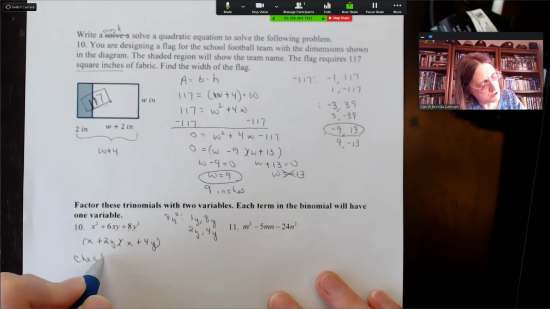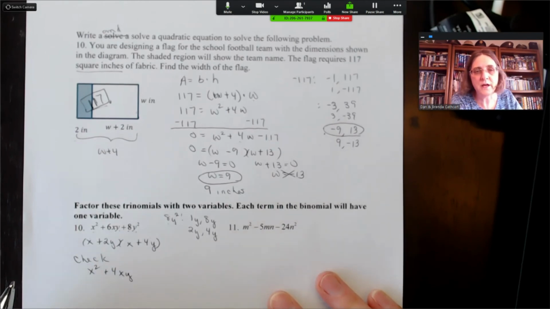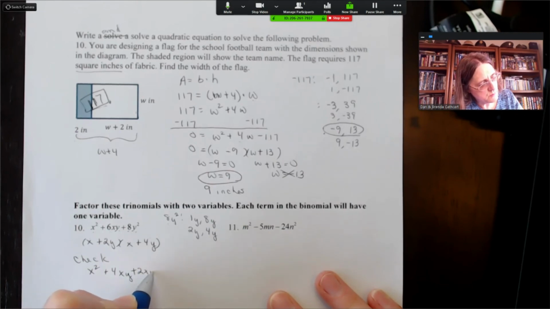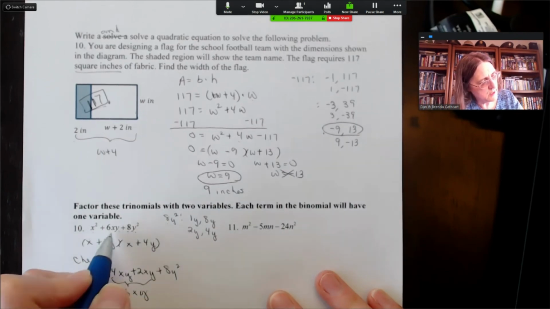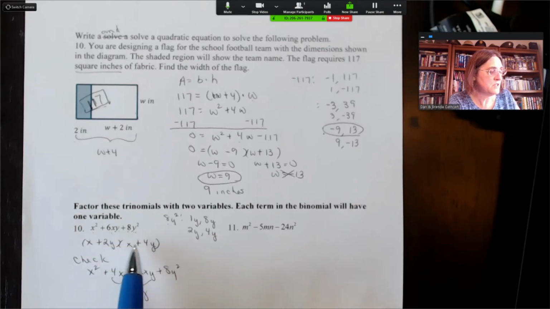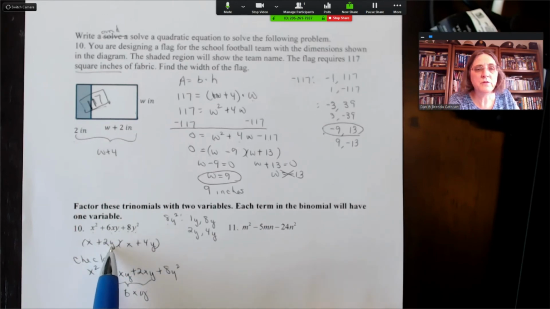Now let's do our check. First, x times x is x squared. Outer is x times 4y, which is 4xy. Now we see where the x comes from. Inner, 2y times x, which is 2xy. And last is 8y squared. Our outer and inner terms add up to 6xy as required. So there really wasn't much difference. All I did was have our last term, instead of just a number, be a number multiplied by the variable y.